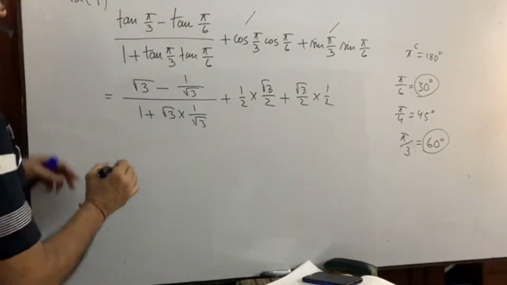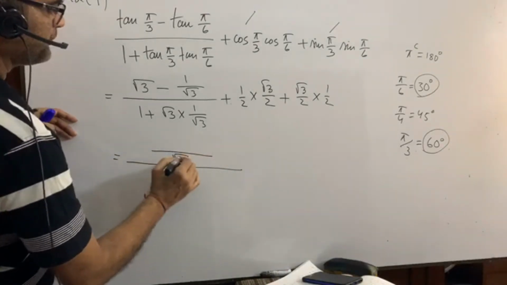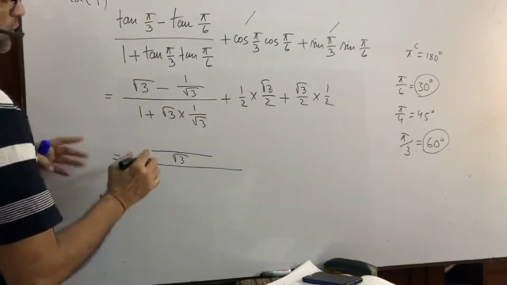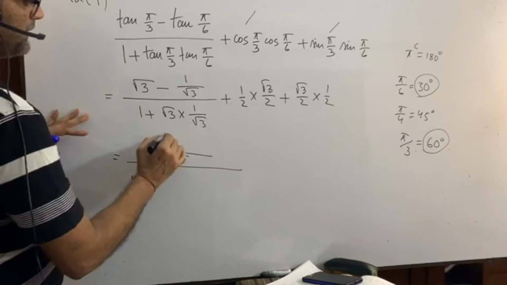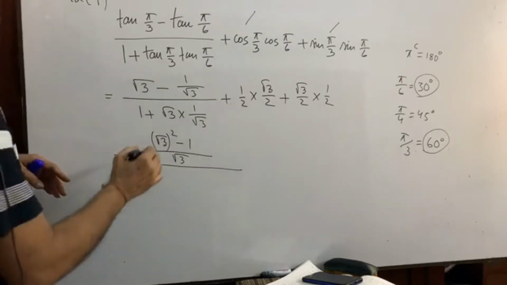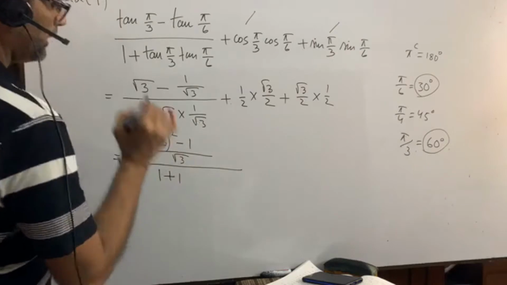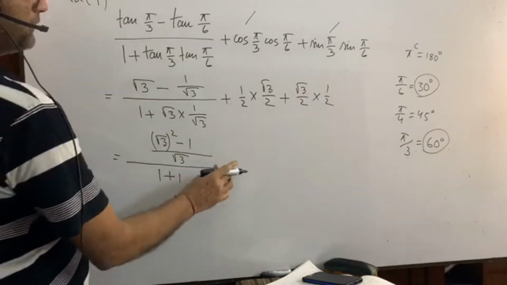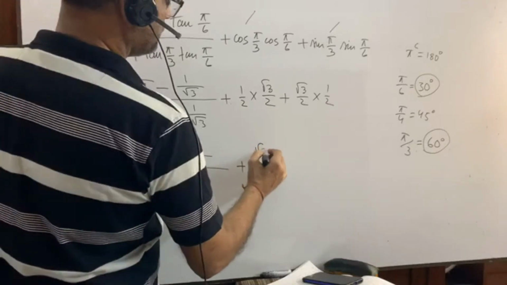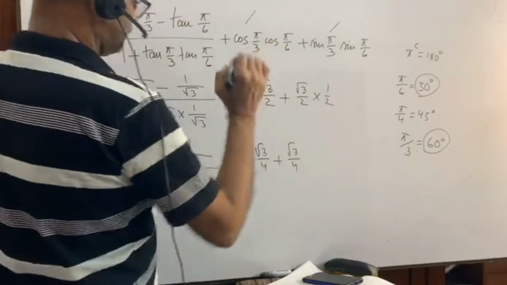Okay, now you calculate by yourself. If we take root over 3 as LCM, then root 3 into root 3 equals root 3 whole square, minus 1. Here root 3 will be omitted, so we will be left with only 1, 1 plus 1. Now it is a plus sign. We are getting root 3 by 4 here, and here also root 3 by 4.